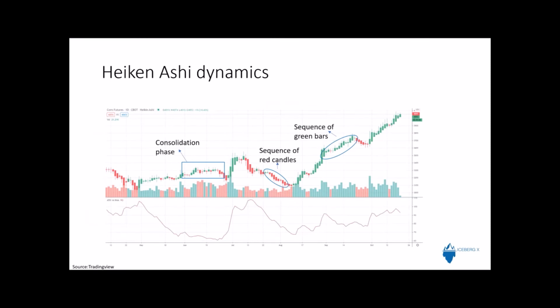Okay, so let's put this into dynamics. You can clearly see that whenever you see periods of red and green candles with small bodies, those are periods of consolidation. When you see subsequent candles that are all red, that means you are in a downtrend. Same goes whenever you see subsequent green candles, you are in an uptrend. At those points, you should be entering and exiting your position accordingly.